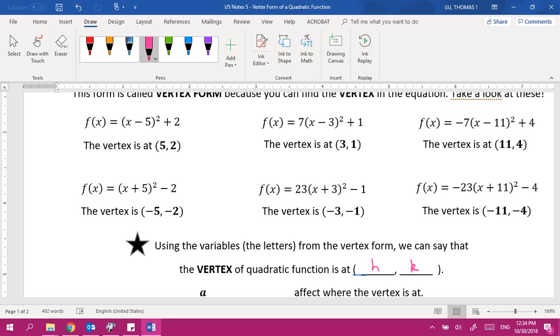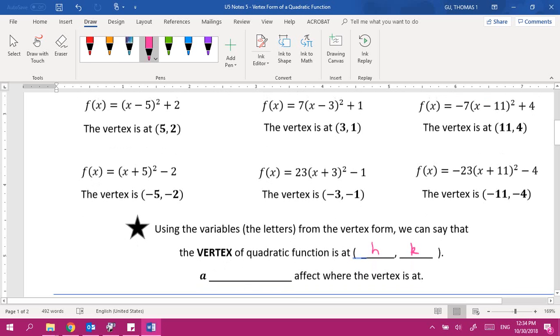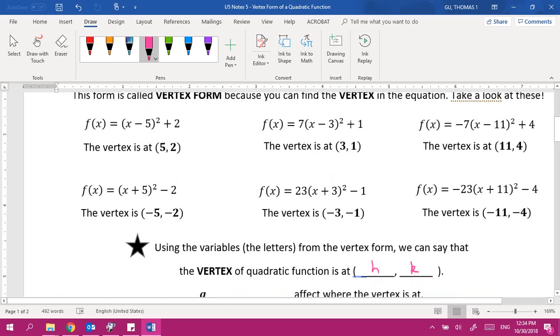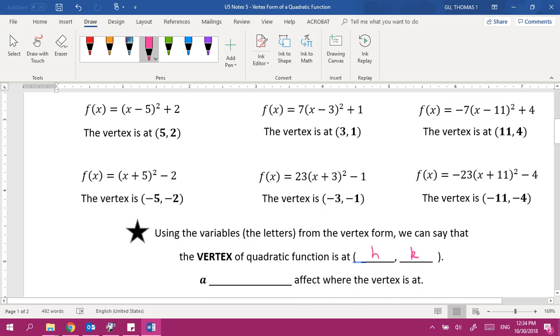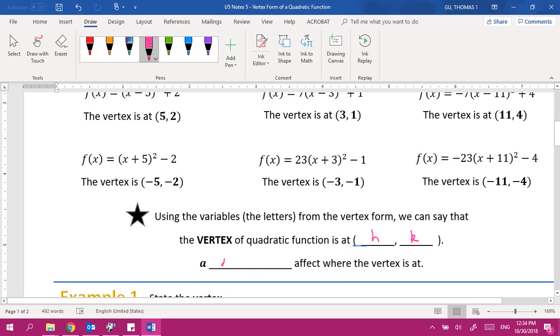Just like that. But now I want you to notice something else. So look at the a value. A is the number on the outside of the parentheses, right? Does a affect where the vertex was at? No, it doesn't. Because look at the bottom one down here. F of x equals 23 times x plus 3 quantity squared minus 1. That 23 didn't affect where my vertex was at all, right? So I want you to write right here, a does not affect where the vertex is at.